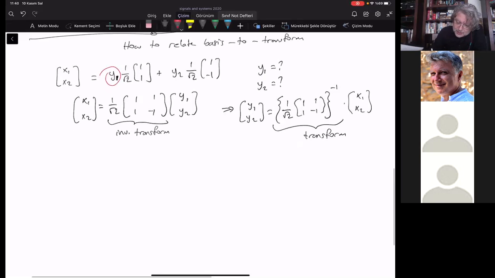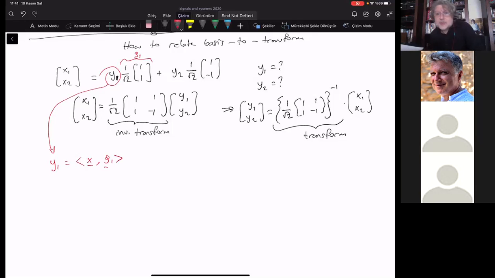In fact, without this matrix inversion and equation solving, I can say that y1 is, for this case, equal to the inner product of x and, let me give a name to this one, g1 vector. If I take the inner products of these, I can find y1. Why? Can you see that?